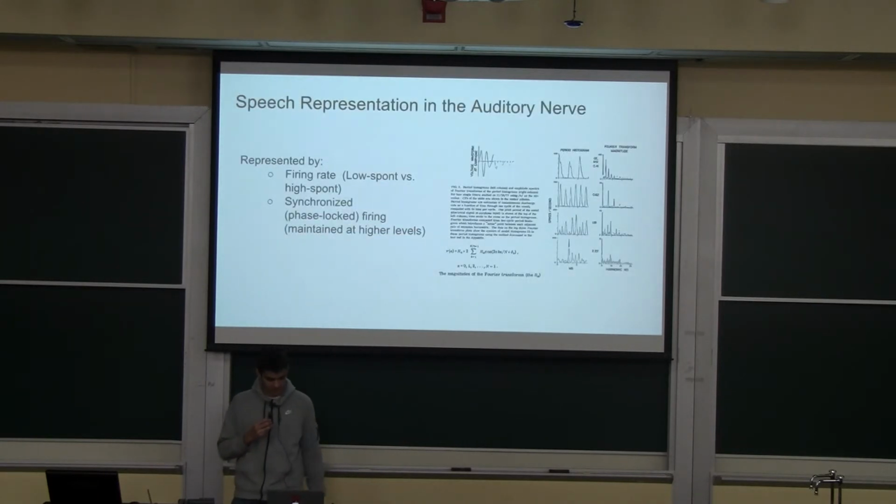Okay, so now we can start talking about speech representation. In the auditory nerve, there are two basic ideas to think about. One is that you can represent speech, or the basic elements of speech, in the auditory nerve by firing rate. So there's a population of neurons, and we're really talking about ganglion cells, that are low spontaneous, and a population that are high spontaneous. Again, pretty intuitive. It's exactly what the terms imply. So depending on the firing rate of those two types of populations, you're able to encode some information.